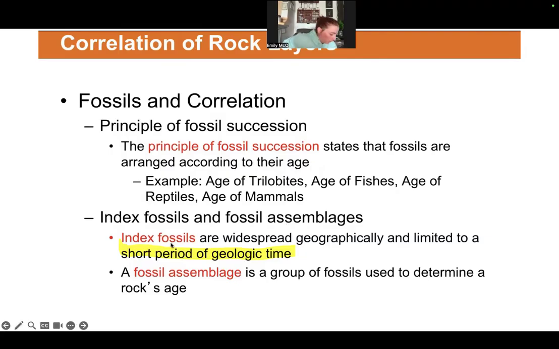But index fossils are really fun because they are a widespread fossil and they are limited to a short period of geologic time. So we use index fossils to help ascertain different layers of the earth across the globe. So what does this mean? So glad you asked.